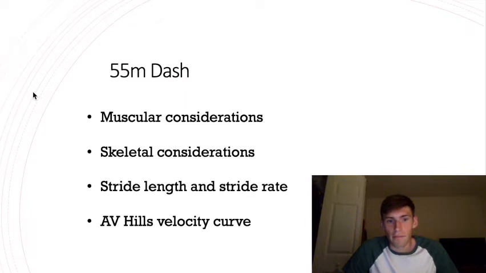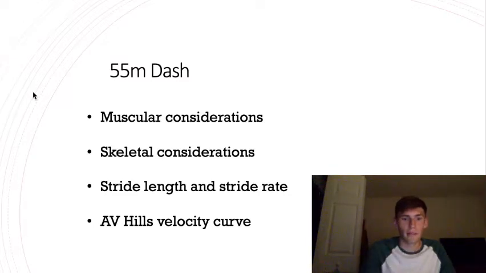Another thing I wanted to add is A.V. Hill's velocity curve. It basically states that you start at a velocity of 0 and it increases rapidly until it levels out, and then you decrease from there until the end of the race. So the person that's going to be the best sprinter is going to keep that maximal velocity and decrease the least throughout the race.